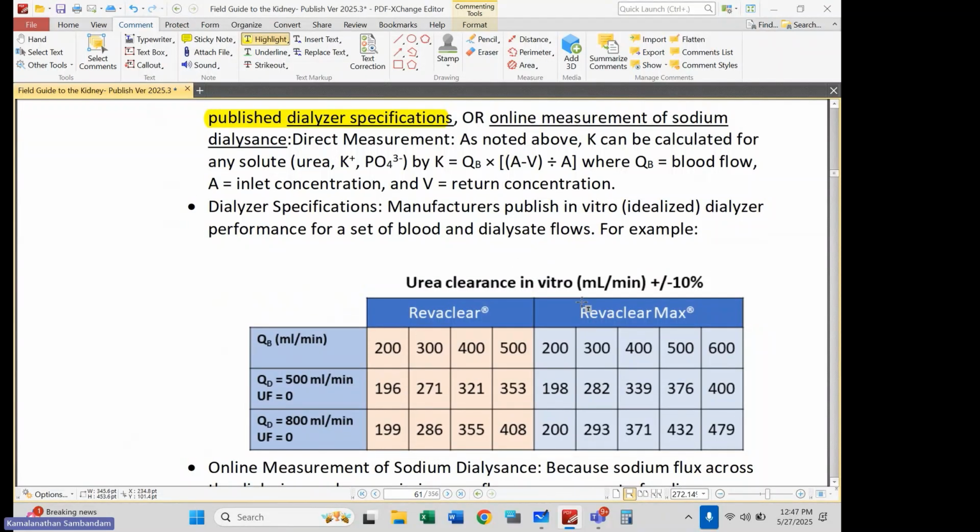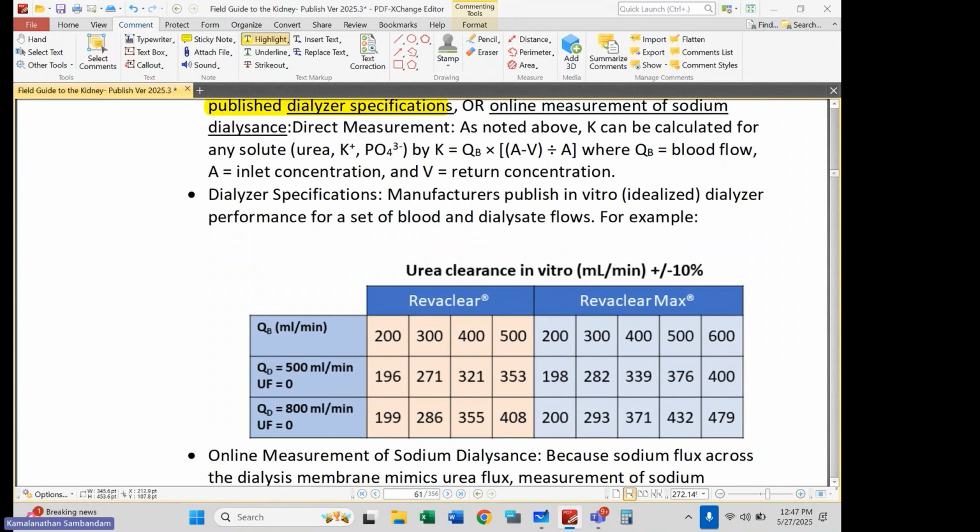You'll get something like this. You'll look online. Remember, these are in vitro measurements, so they're idealized measurements, where, for instance, you might have blood flow rate running at 200 mL per minute, dialysate running at 500 mL per minute. Remember, we talked about if your dialysate is running at least 2.5 times my blood flow rate, 2.5 times 200 is 500, you can see that the urea clearance is essentially the same as my blood flow rate. Okay, you can see that in this.